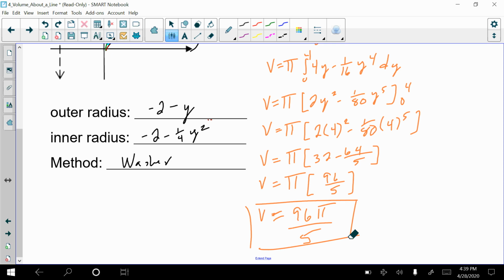And that's going to wrap up the lesson on volume about a line. Keep in mind, particularly with these examples, if you're revolving it around a vertical line, you need to solve your functions in terms of x, and your interval will be along the y-axis, and all of these are going to be done using the washer method approach. So that's going to wrap it up.